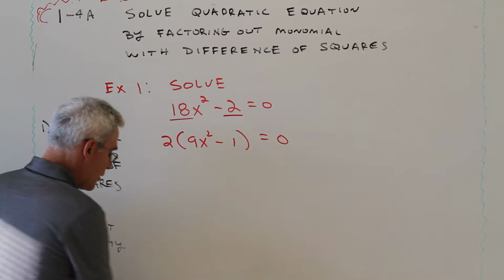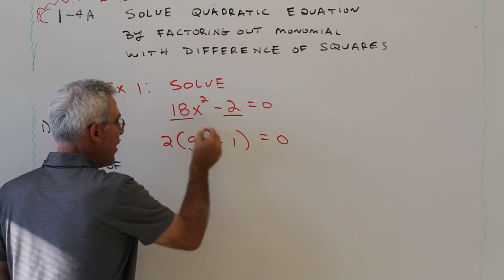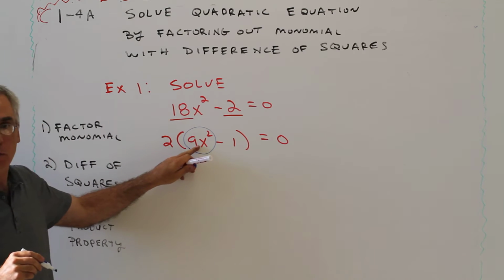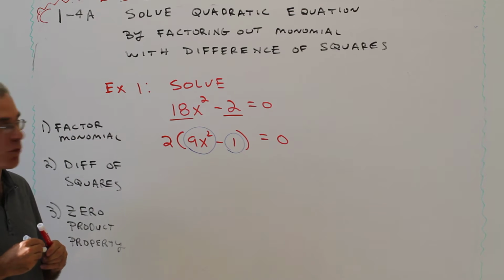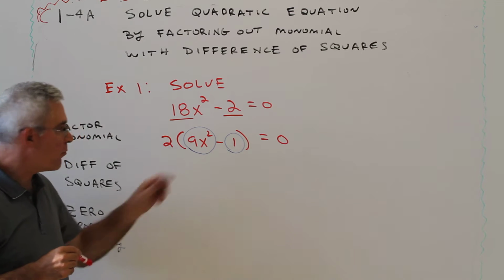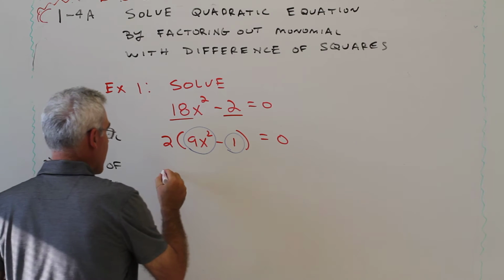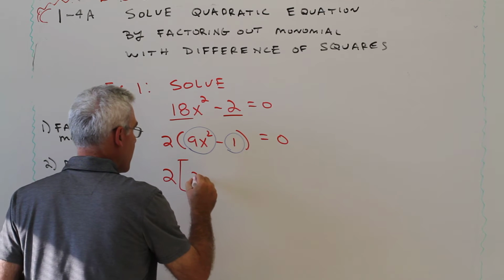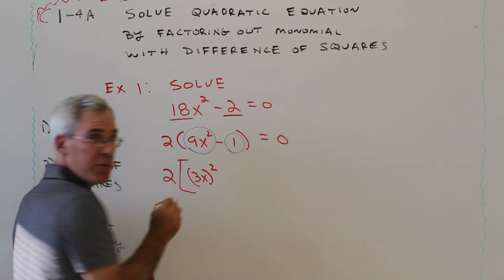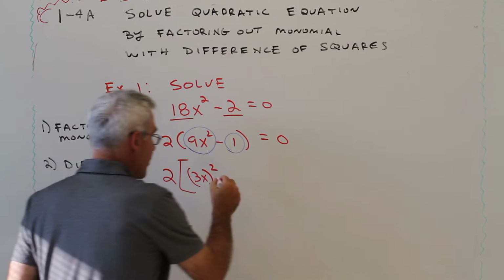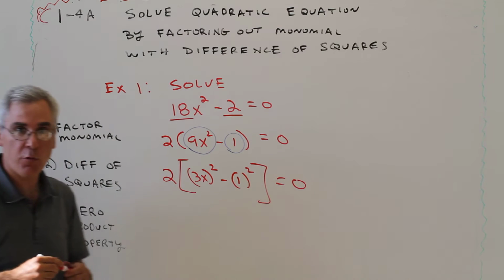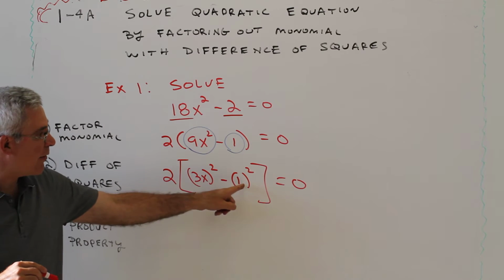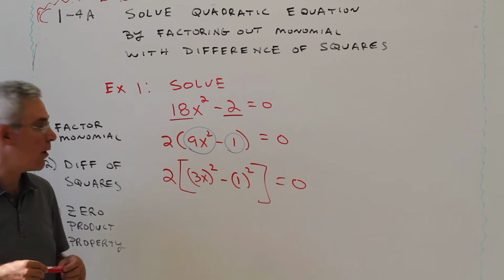I now note that this is a perfect square and this is a perfect square. So I could rewrite this as follows. 2 times (3x) squared minus 1 squared equals 0. And I like to use parentheses, it just helps me better see the difference of squares.